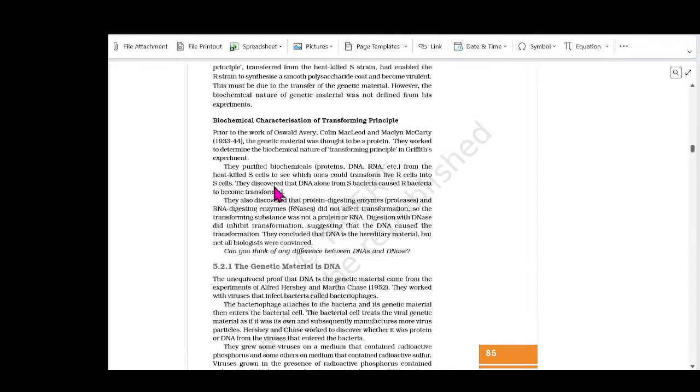They discovered that DNA alone from the S bacteria caused R bacteria to become transformed. They also discovered that protein digesting enzymes called proteases and RNA digesting enzymes RNases did not affect transformation. So the transforming substance was not a protein or RNA. Digestion with DNase did inhibit transformation, suggesting that the DNA caused the transformation. They concluded that DNA is a hereditary material, but not all biologists were convinced.